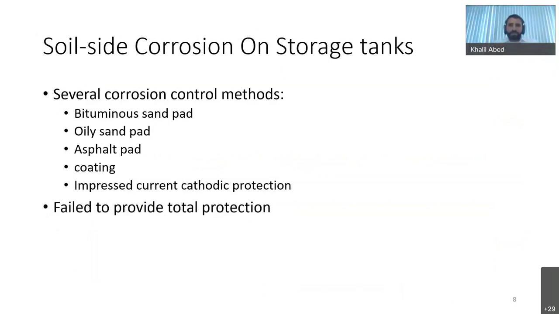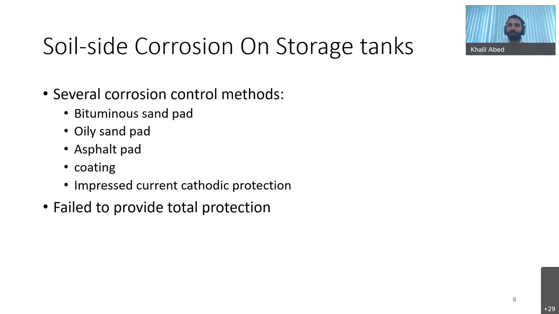There have been several methods adopted to mitigate soil side corrosion on aboveground storage tanks over many years. Some examples are the use of a bituminous sand or oily sand layer, impressed current cathodic protection, and coatings, to minimize and reduce soil side corrosion. However, the total effectiveness of these techniques, standalone or combined, has been questionable in providing the required protection against soil side corrosion.